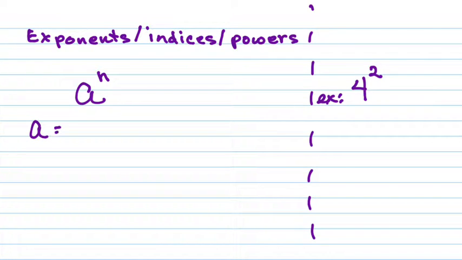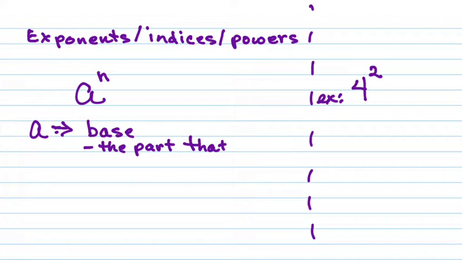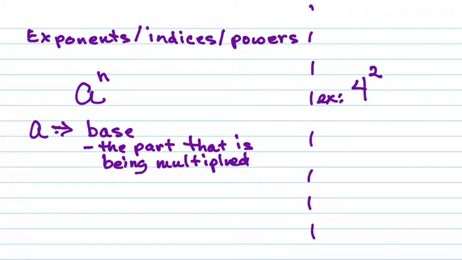And in this case, the A is something called the base of the exponent. Now, if you think of something that's the base, in other words, that's what everything is revolving around, right? It's the foundation of the exponent. And the base is the part that is being multiplied. Exponential notation is just another way of writing multiplication. But in exponential notation, you're multiplying by the same thing over and over and over again. And n is the exponent or index or power.